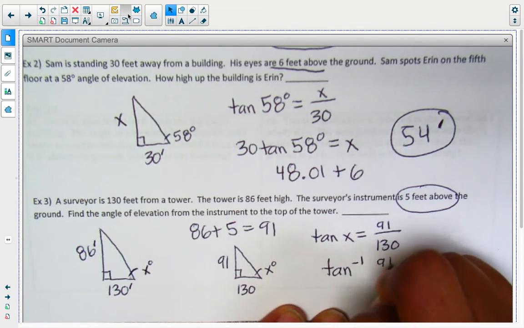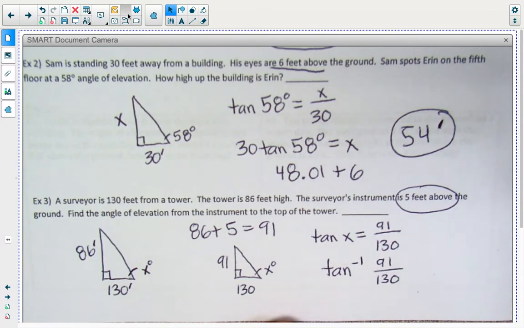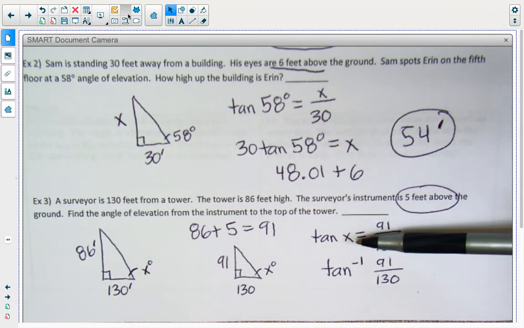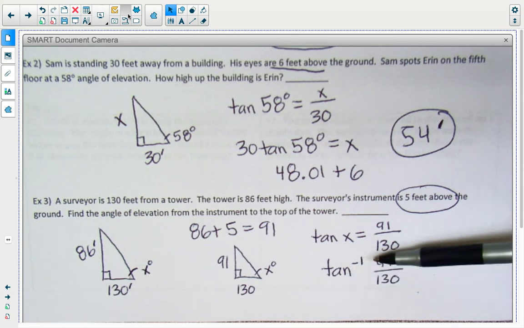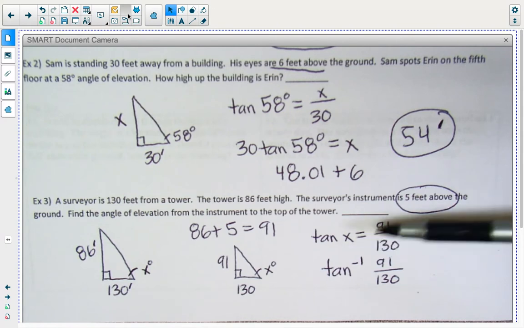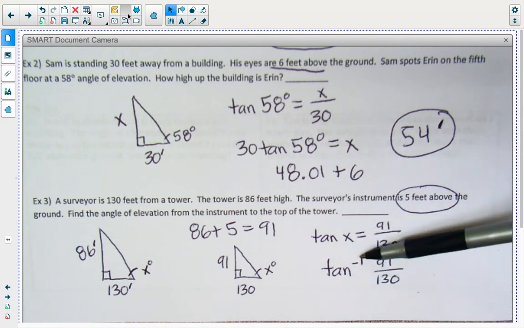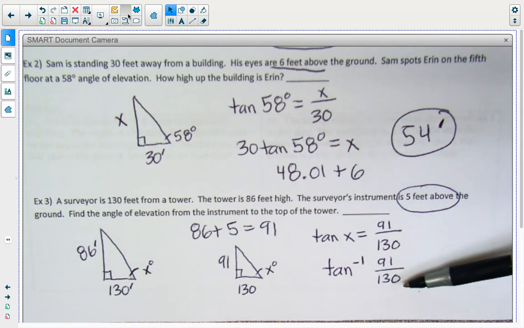And this is what we type into Desmos. Since I'm looking for an angle measure, you have to use the tan to the -1. The -1 lets us know I'm looking for an angle measure. It's the inverse. So we're going to type in tan -1, 91 divided by 130. So the inverse of tangent.